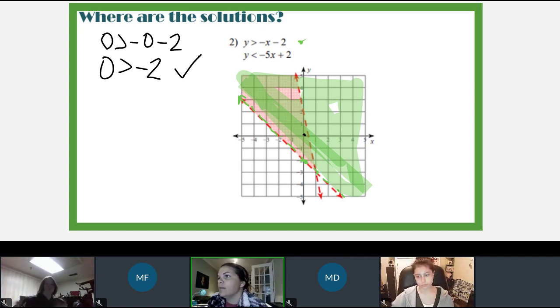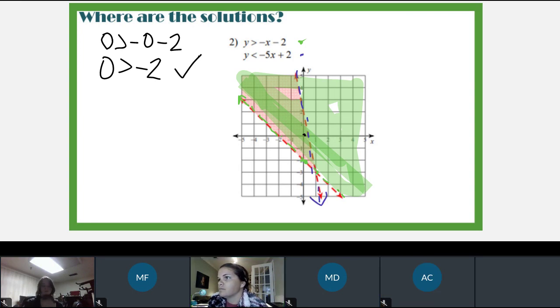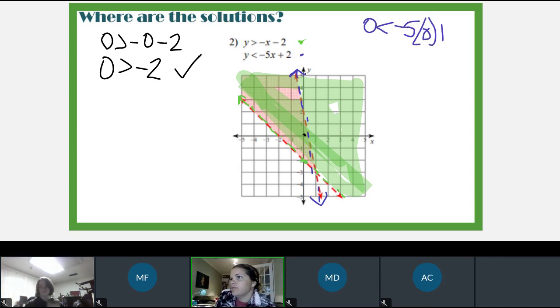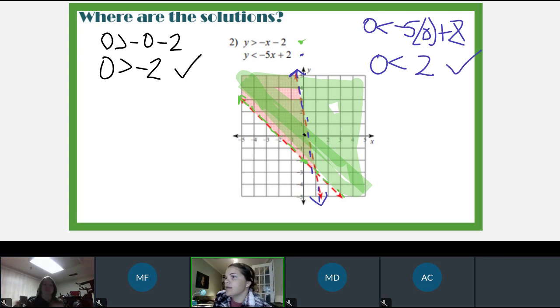Now, let's do blue for this bottom one. So this equation is blue. And if I use a test point for that one, 0, 0, I would get 0 is less than -5 times 0 plus 2. So is 0 less than 2? Yes. So then that means I would shade on this side.